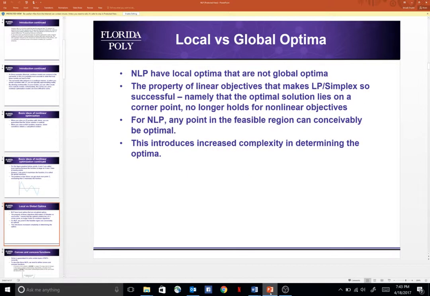Okay. So to dissect this further, obviously the difference between simplex and NLP: simplex is guaranteed to find you an optimal solution on one of the corner points of the feasible zone, whereas in NLP, any single point within that feasible zone has the opportunity to be an optimal solution. So that really introduces a little bit more complexity in terms of searching and defining what the overall global maxima, or optimal solution, is for the entire NLP function.